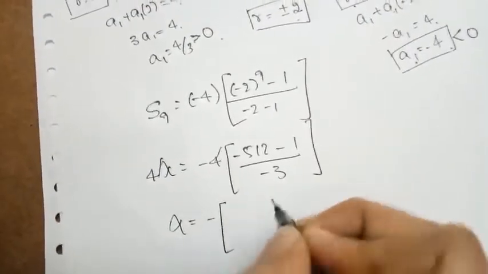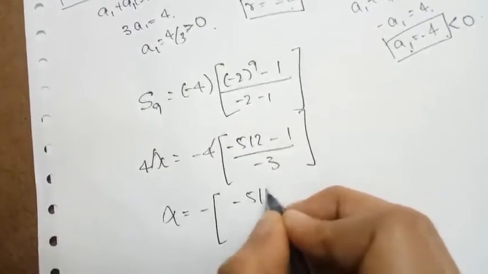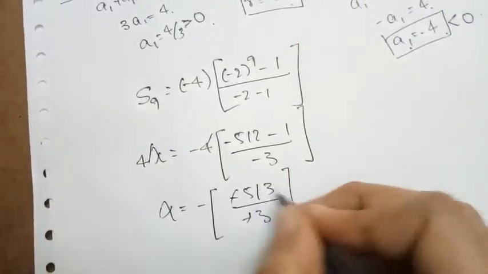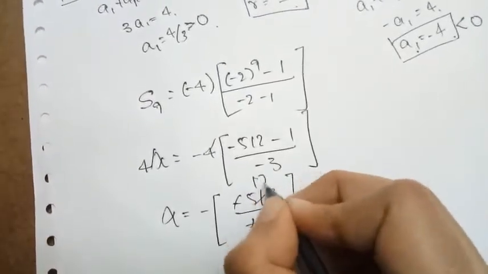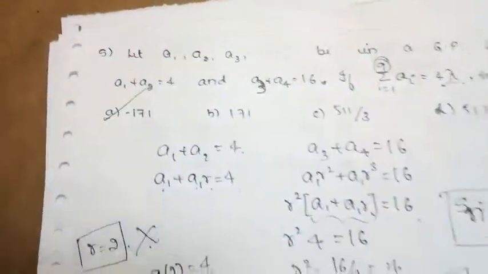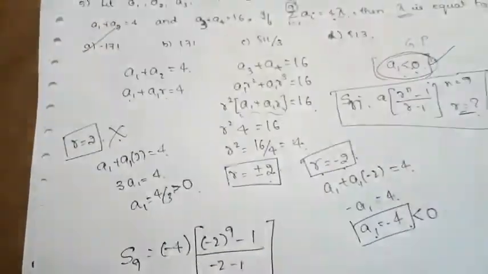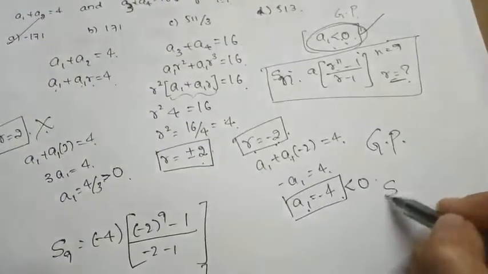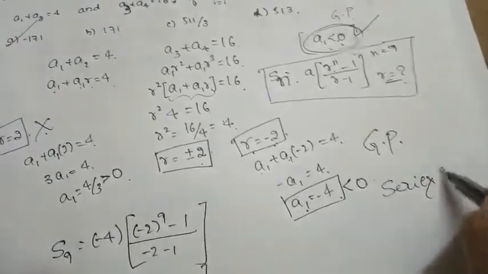Lambda is equal to minus 513 divided by minus 3. The minus signs get cancelled, and this value is nothing but 171. So the value of lambda is minus 171. Clearly it is option A. This question is purely about geometric progression and the series of geometric progressions.